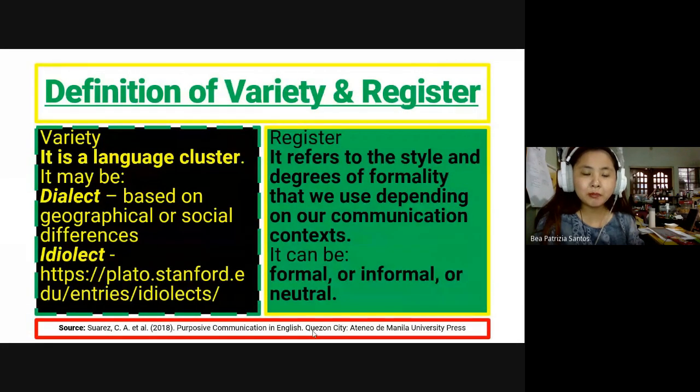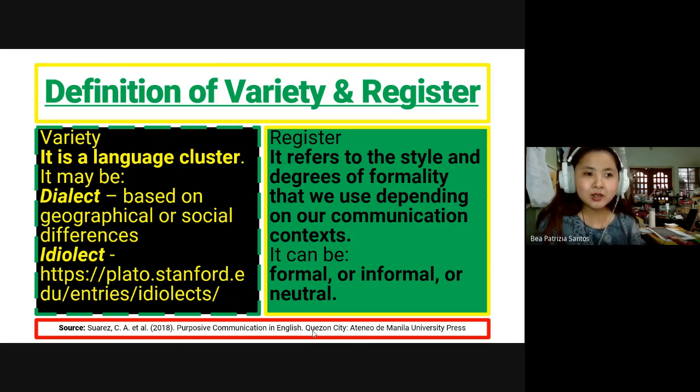Now, we have idiolect. Idiolect is the personal use of the language. It has nuances or idiosyncrasies. It has details that are unique to a person. For example, our President Duterte has this kind of idiolect filled with expletives or unnecessary words because that is the type of language he wants to use that will make him unique from other people.